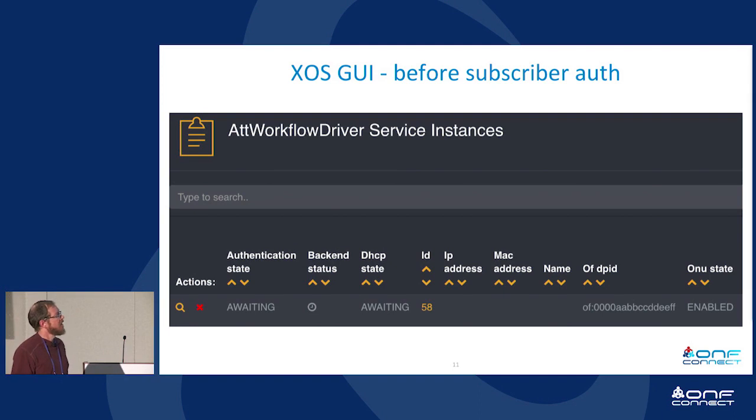Looking at the XOS GUI, before we've done anything, just right after the system has come up. As I mentioned, there's this AT&T workflow driver service instance that describes the state of a particular subscriber data path. At the very beginning, everything here is just in a waiting state. Authentication state is awaiting. No 802.1x has happened yet. DHCP state, there hasn't been any DHCP. So that's the initial state.